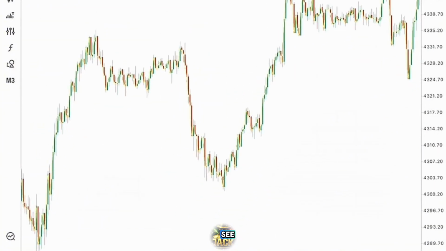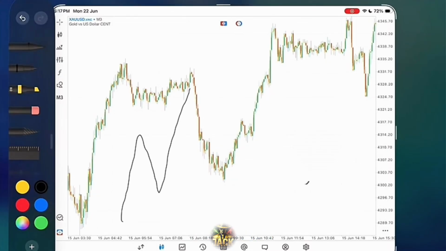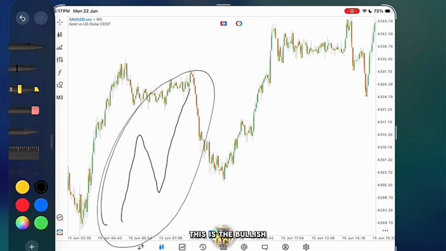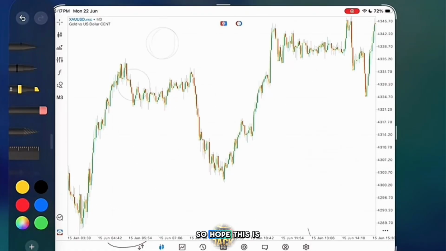Okay, and then what happened? See? It was in a bullish move, and then it was in a bearish move. Now it's going for a bullish again. Why? This is the pattern that you guys need to know. This is the bullish, okay, base, and another bullish. All right. So hope this is clear.